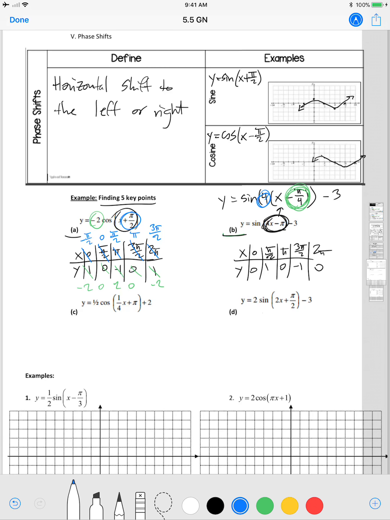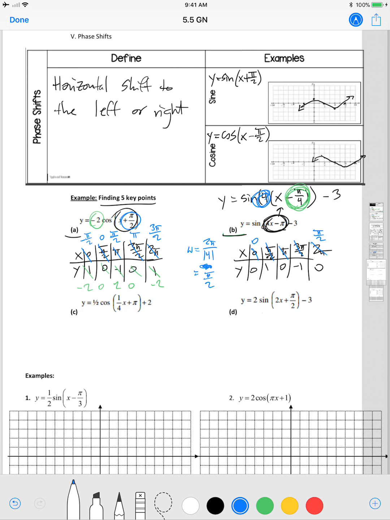I'm changing the period first. B is equal to 4. So my new period is going to be 2 pi over the absolute value of 4, which is pi over 2. So my new period, I'm going to ignore my existing x values from 0 to pi over 2.